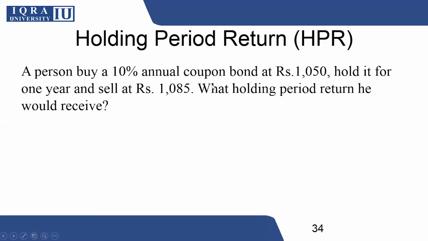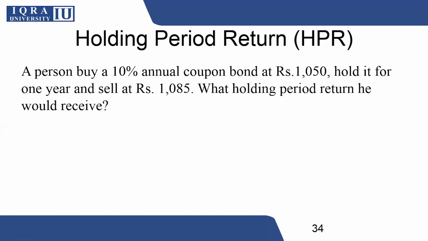So if you compare it with the buying price, you are buying at a price of 1050 and you are selling it at 1085. So it depends on the market behavior. Sometimes the bond will be sold at higher than the buying price, and sometimes it is possible that you are selling at a loss, depending on how investors' required return is shifting in the market. The question is asking what holding period return he would receive. So to calculate holding period return, things will remain simple.